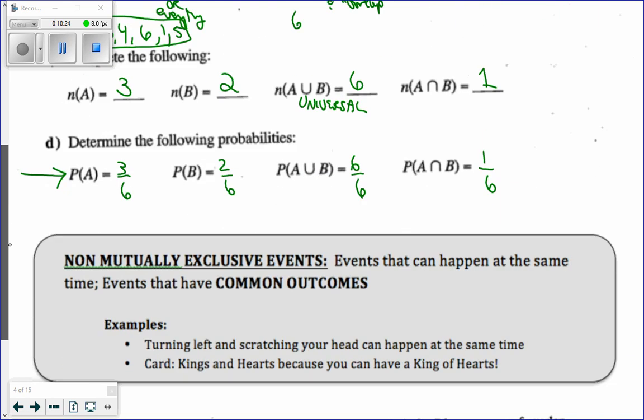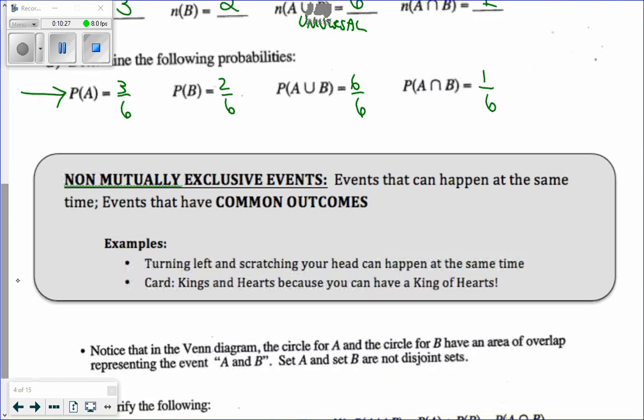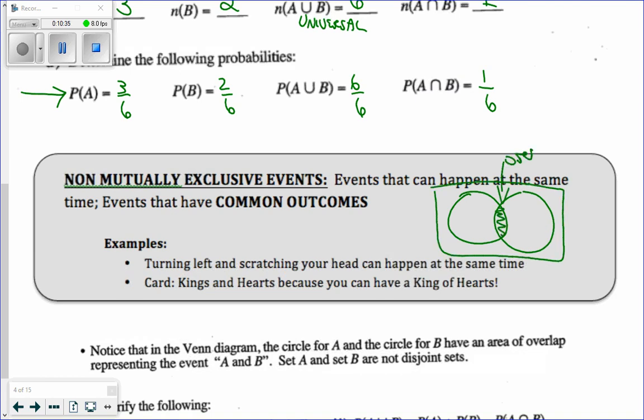So non-mutually exclusive events do have a common outcome. You've got A and B, and they've got this overlap, which is the AND. How you do these questions is completely identical to how we did everything else. All we do is ask ourselves, do we have overlap, yes or no?